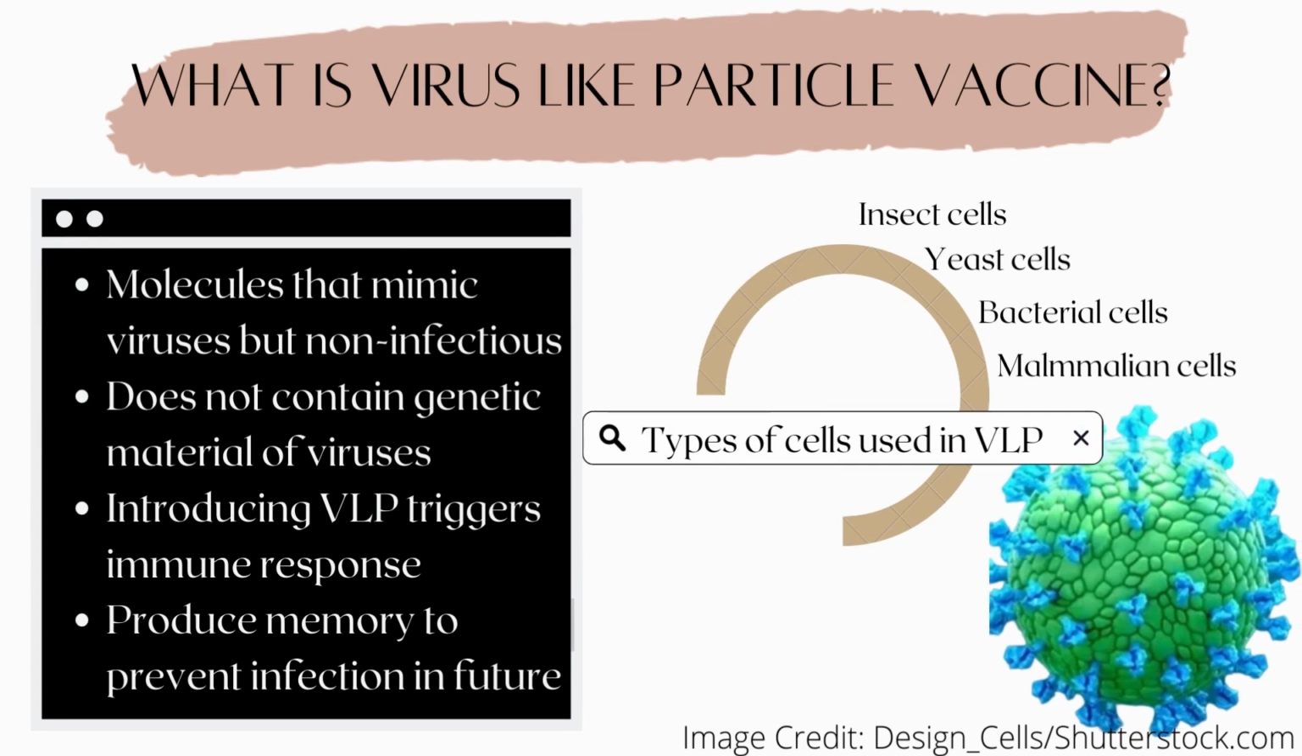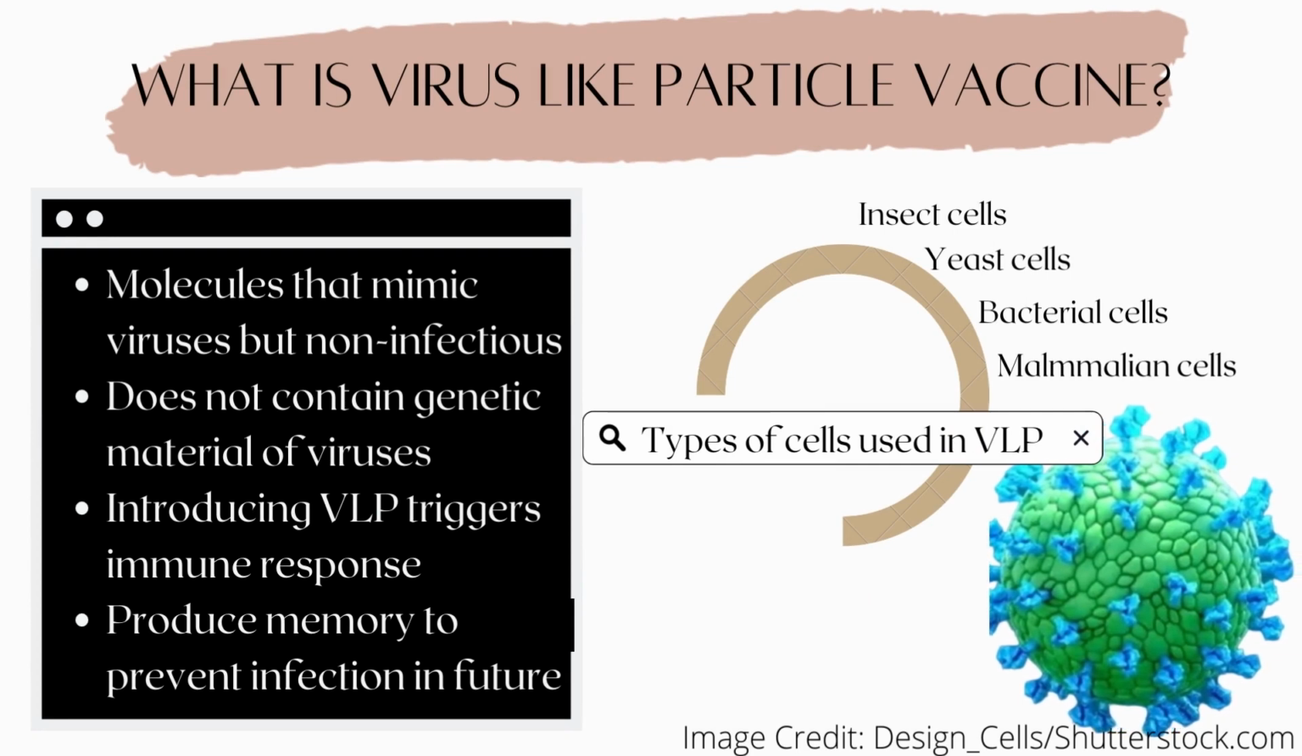Virus-like particles, or in short VLP, are molecules that mimic viruses but are not infectious because they do not contain any viral genetic material. They are a very effective way of creating vaccines against diseases such as HPV, hepatitis B, malaria, and more, as they are very similar to real viral molecules.